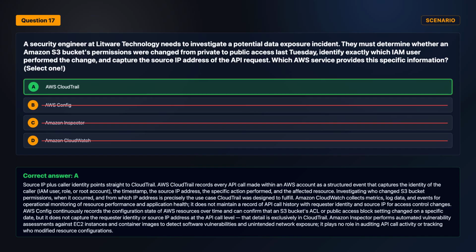Amazon Inspector performs automated vulnerability assessments against EC2 instances and container images to detect software vulnerabilities and unintended network exposure. It plays no role in auditing API call activity or tracking who modified resource configurations.